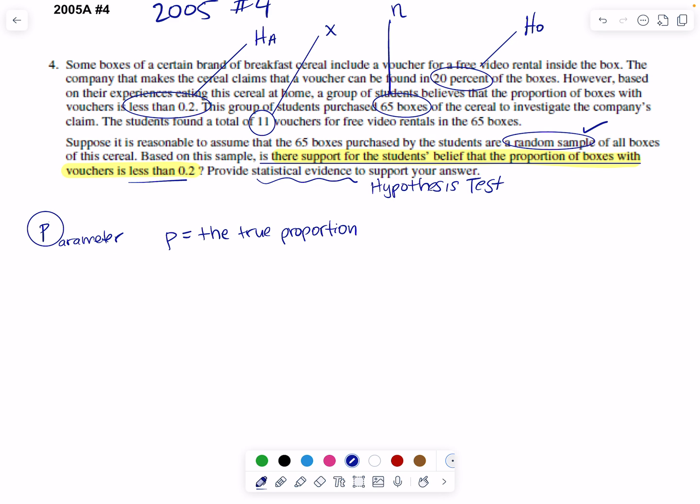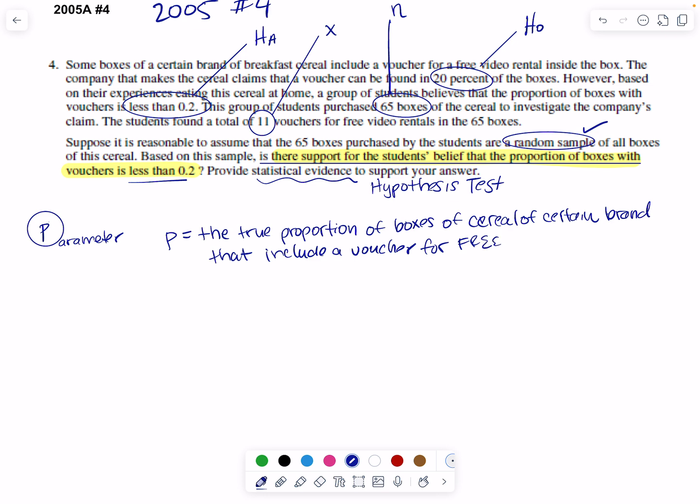So the true proportion of boxes of cereal of a certain brand that include a voucher. And what's the voucher for? A free video rental. Make sure you are specific. Otherwise, College Board will not give you the credit for defining your variable.